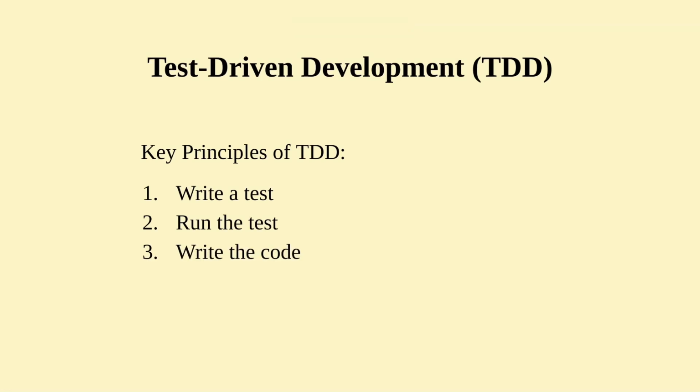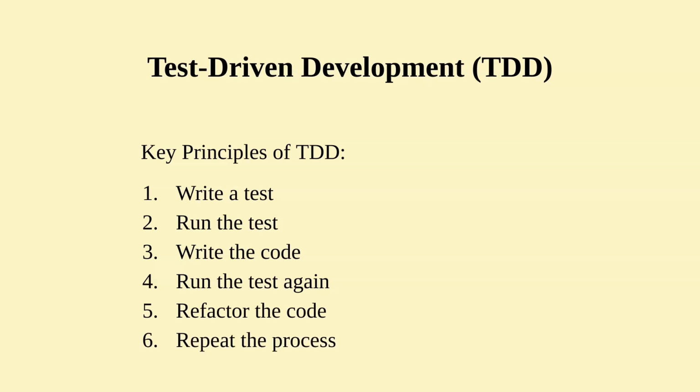Then we write the code and run the test again. After writing the code, the test should pass if the program is working correctly. Then we refactor the code. Refactoring is the process of improving existing code by restructuring its internal design without changing its external behavior. This is done for better design or readability while ensuring that all tests still pass after refactoring. Repeat the process: we simply repeat it for different functions and tests.